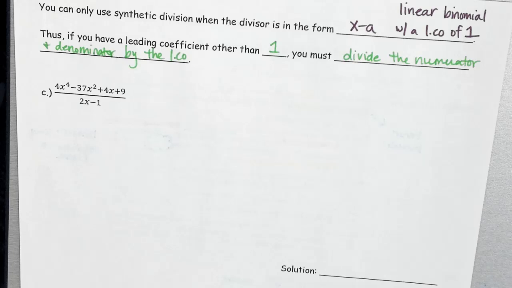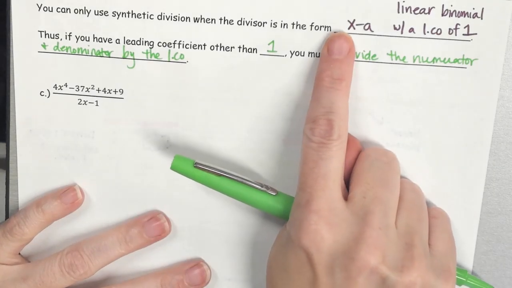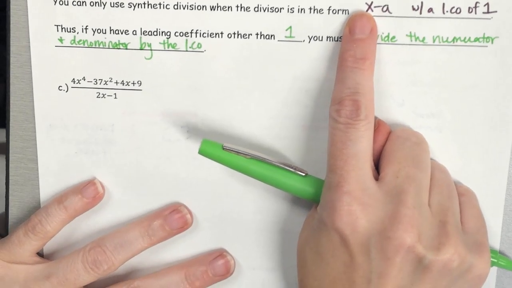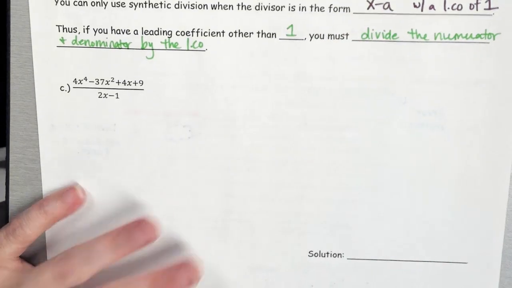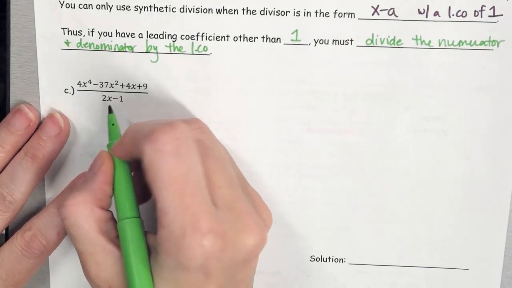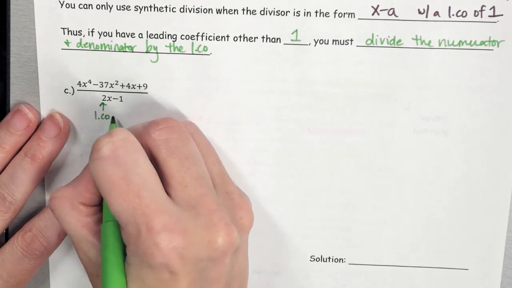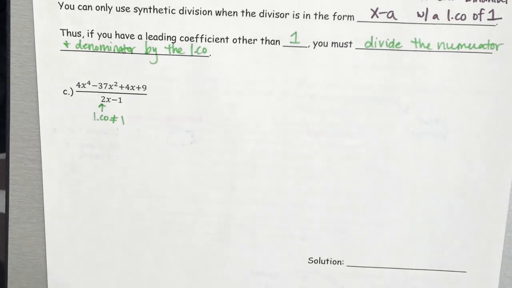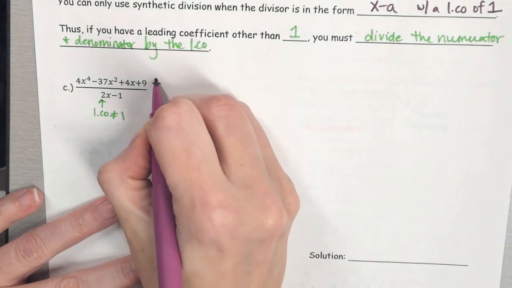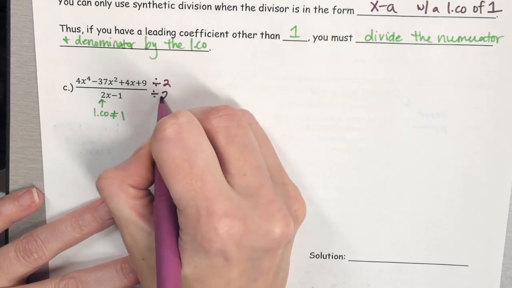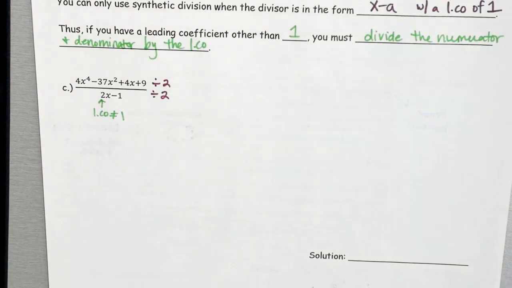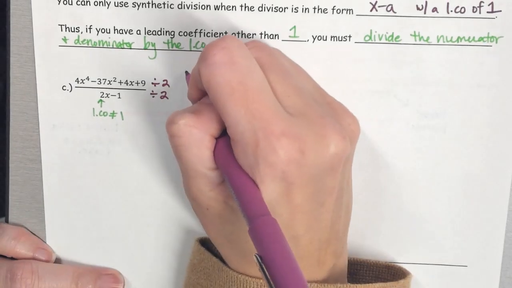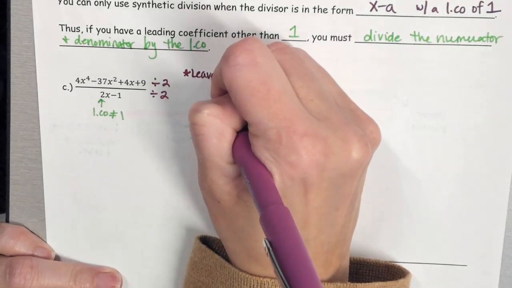All right, so you are only looking at the linear binomial. So if you have something that's other than 1 here, that's what you need to divide by, and it's all about your divisor. So this is your divisor. The leading coefficient is not 1. So whatever it is, you have to divide everything by that value. So we're going to divide everything in the numerator by 2 and everything in the denominator by 2. If you get something that is a decimal, you're going to leave it as a fraction.